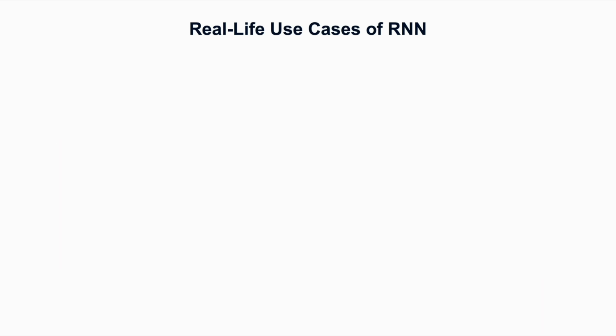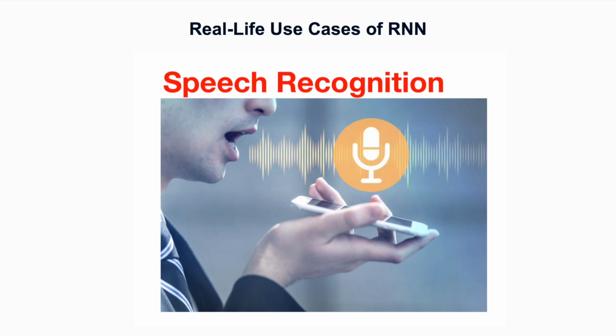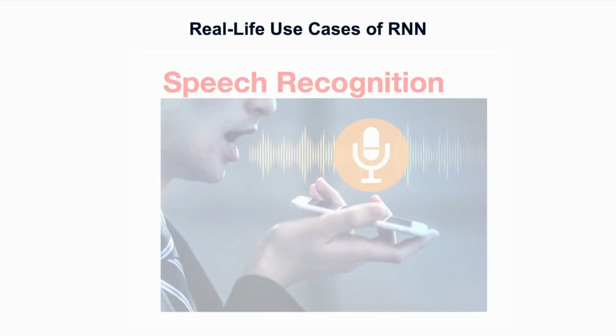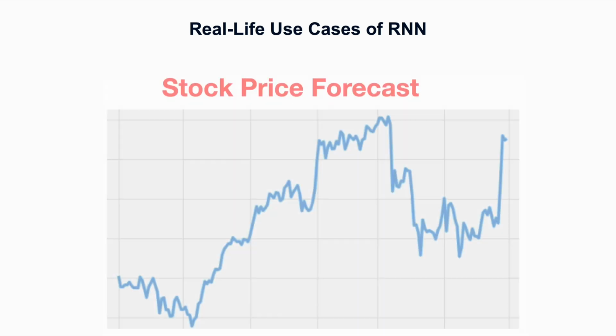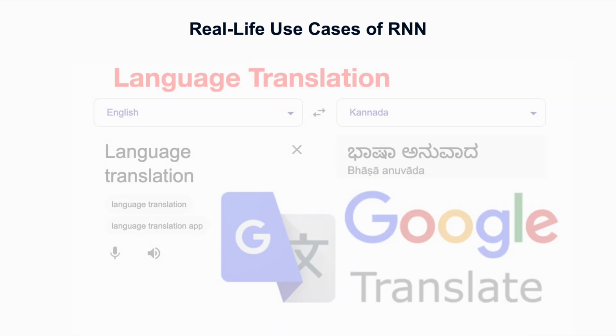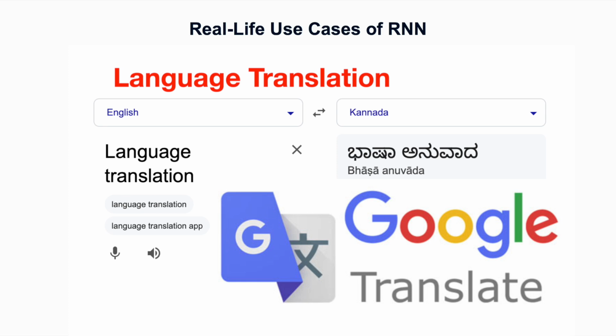RNN can also be used in speech recognition. It converts the spoken words into text by listening over a time. And RNN can also be used in stock forecasting. It predicts the next stock value based on the previous trend. And RNN can also be used in language translation. It translates the sequence by understanding the whole sequence.